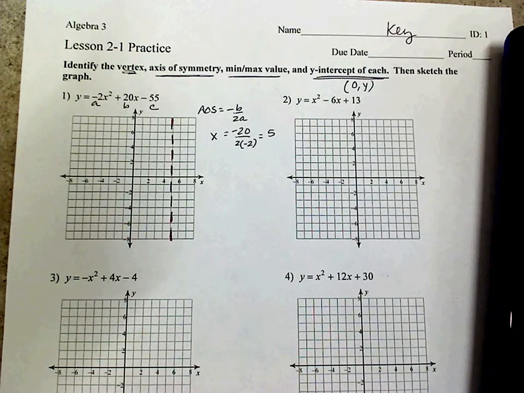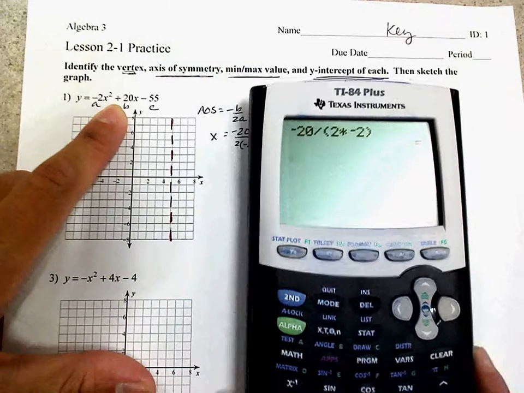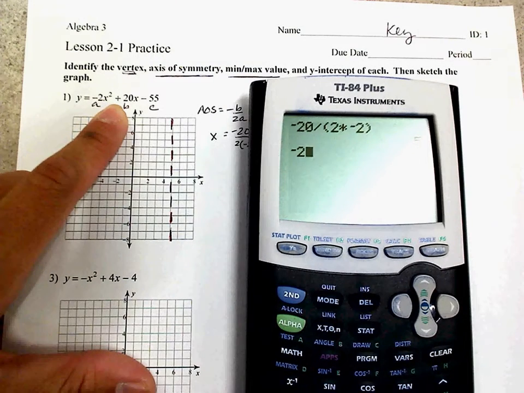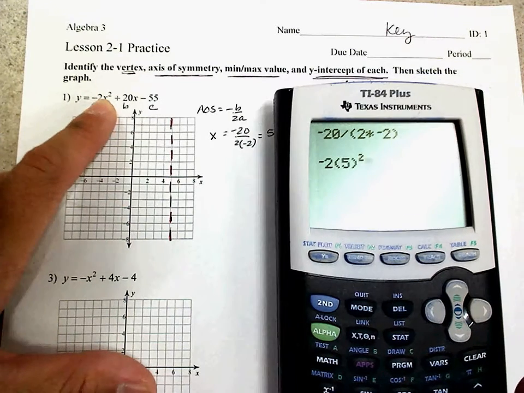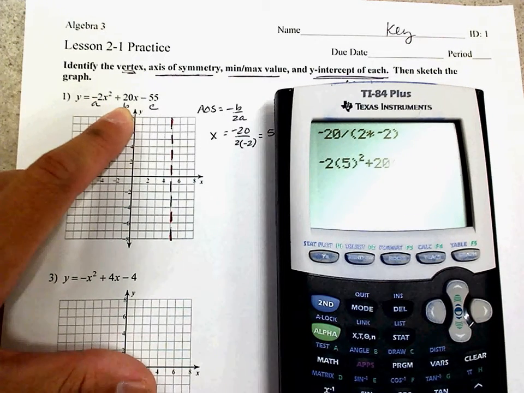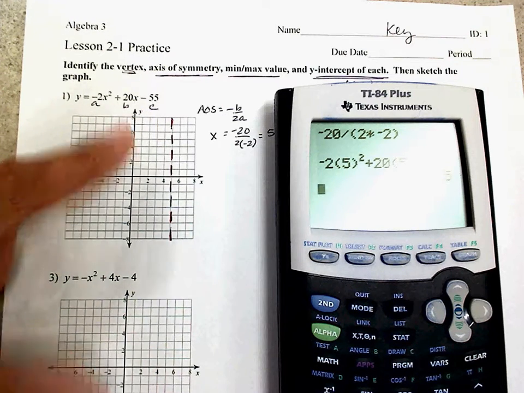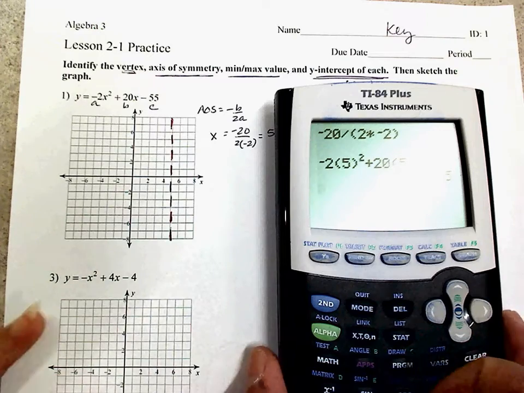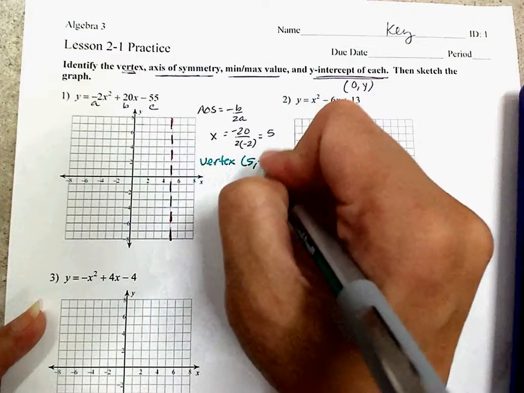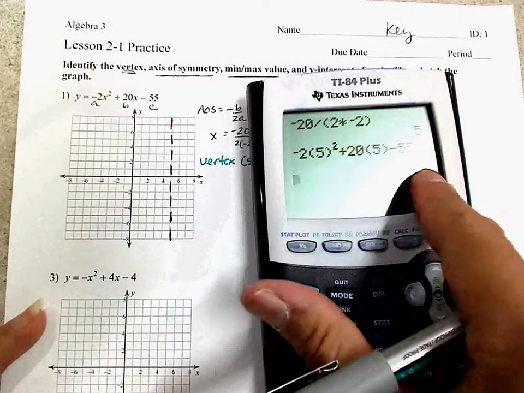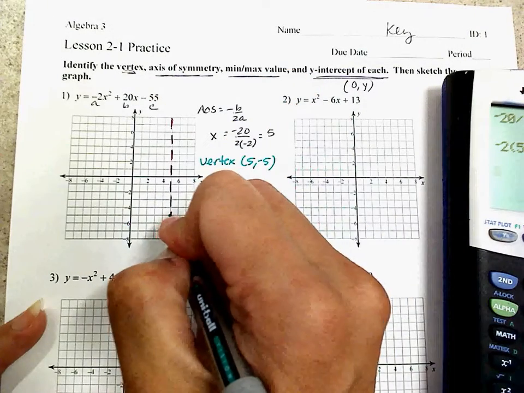We are going to find our vertex. Now, to find your vertex, you're going to plug it back into this equation right here. So you're going to say negative 2 parentheses 5 parentheses square. So I'm just typing it in. Plus 20 times 5 minus 55. And so your vertex is going to be at 5 and negative 5. And you can just type that into your calculator, okay? So 5 and negative 5.